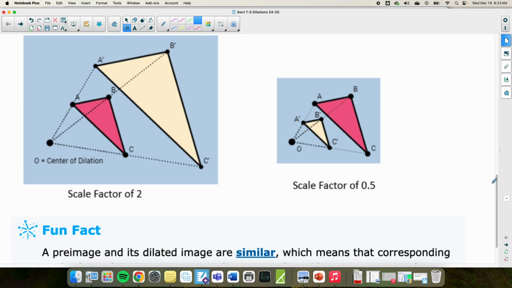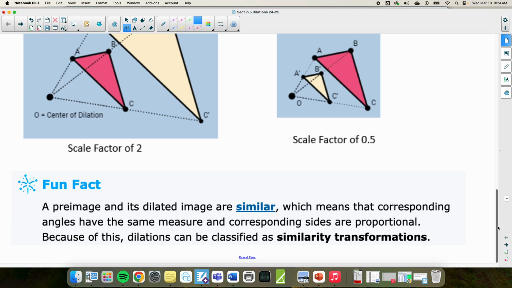Your scale factor is 2. It starts with a dark pink and it enlarges to the peachy color. And then in this one, your scale factor is 0.5, so it's less than 1. So it starts with a pink and gets reduced down to the light pink peachy color, okay?